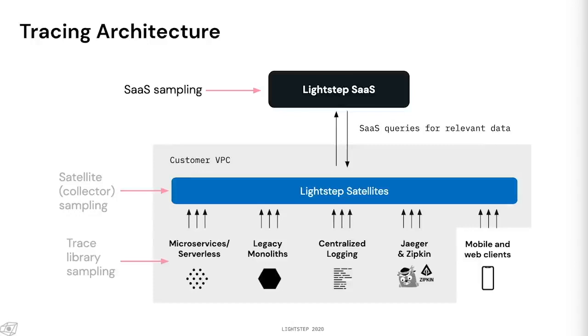A quick aside here, the tracing architecture at Lightstep looks something like this. It's pretty similar to other platforms and other systems, but we have a trace library that's attached to microservices, which are usually the most common source of data, but there's others. And that data gets sent to satellites, which are basically collectors, and our backend SaaS does queries back and forth to the satellites for relevant data. And there's 3 levels of sampling that we can do: at the trace library itself, the collector, and at the SaaS, and I'm going to focus mainly on the SaaS in this talk.